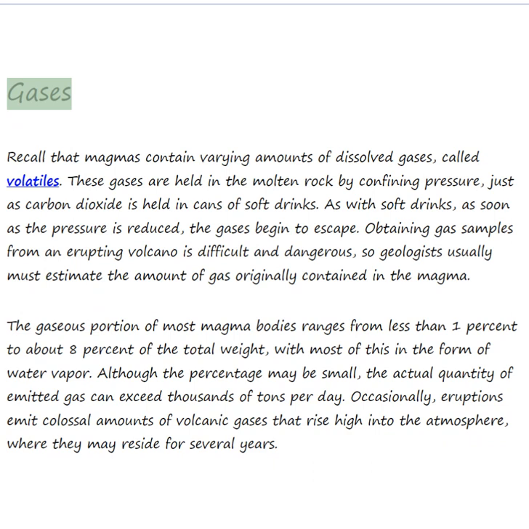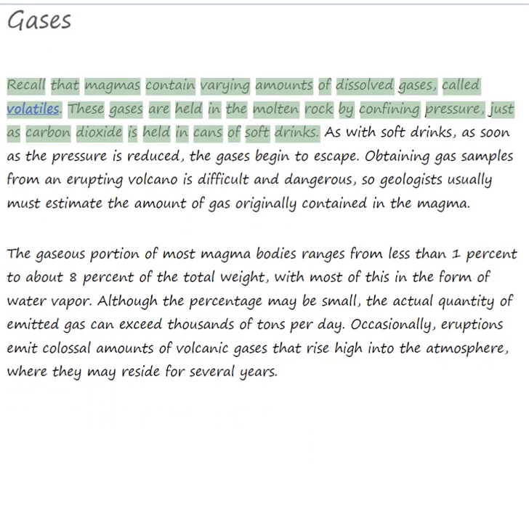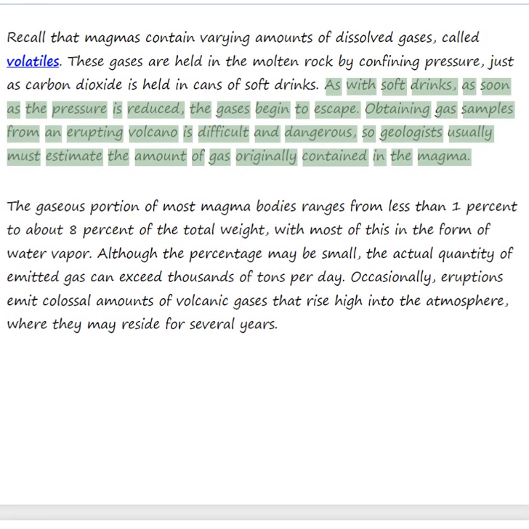Gases. Recall that magmas contain varying amounts of dissolved gases, called volatiles. These gases are held in the molten rock by confining pressure, just as carbon dioxide is held in cans of soft drinks. As with soft drinks, as soon as the pressure is reduced, the gases begin to escape. Obtaining gas samples from an erupting volcano is difficult and dangerous, so geologists usually must estimate the amount of gas originally contained in the magma.